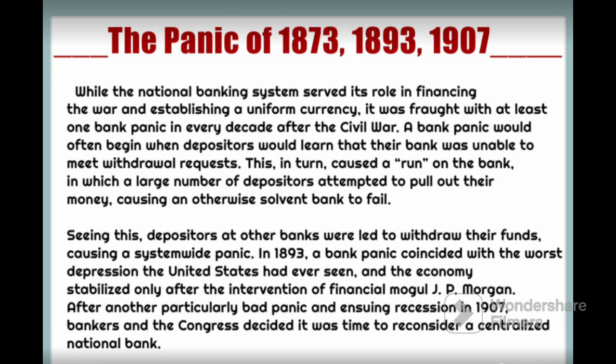In 1893, a bank panic coincided with the worst depression the United States had ever seen, and the economy stabilized only after the intervention of financial mogul J.P. Morgan. After another particularly bad panic and ensuing recession in 1907, bankers and the Congress decided it was time to reconsider a centralized national bank.